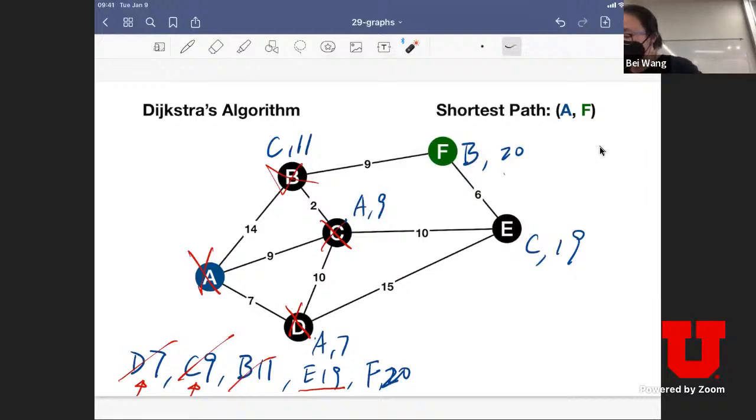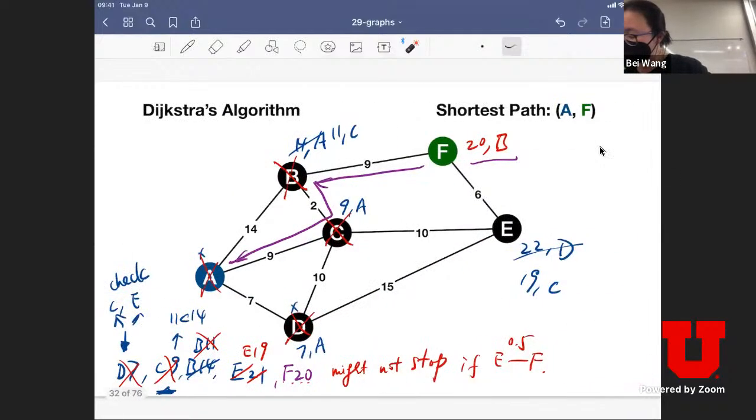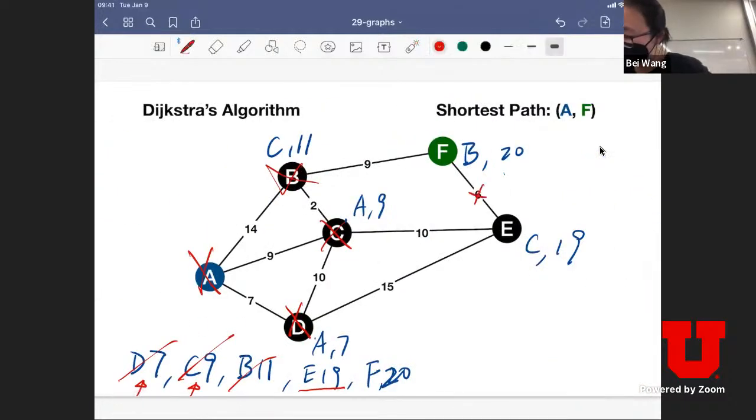However, assuming, if I change this weight to be 0.5, then it's totally possible the shortest path is coming from here. So I need to keep going until I process everything in my queue. But in this specific case, when we pass through E19, we decided that it's not reducing the cost. So E19 is done. Then what we have left is, say, the shortest path is 20 to reach F.